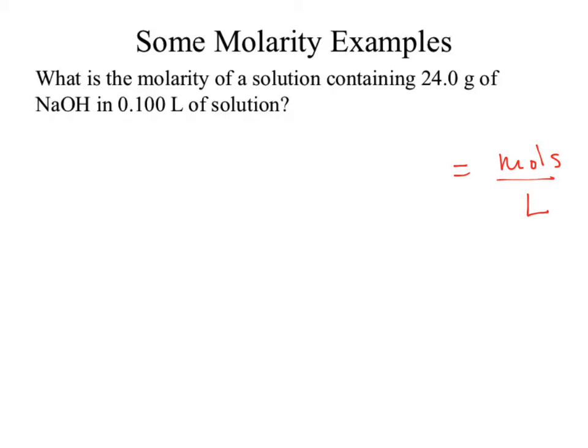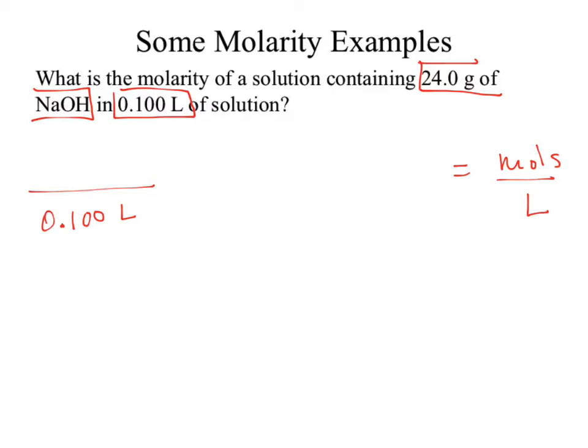Okay, so we're going to set this up a couple different ways. Number one, I'm solving for moles over liters. So, as my reporting, what information am I given? 24 grams of sodium hydroxide and 0.1 liters of solution. Is either of those things exactly what I want for an answer? One of them is. Which one? 0.1 liters is exactly what I want. I want liters. Where do I want the liters to show up? In the bottom. So I'm going to write 0.100 liters on the bottom.